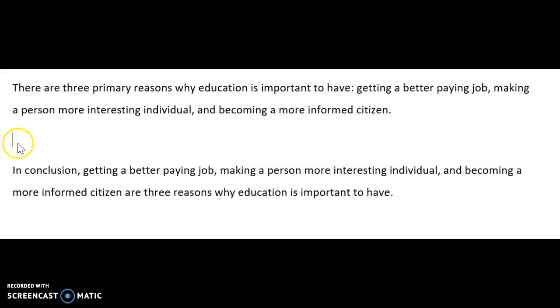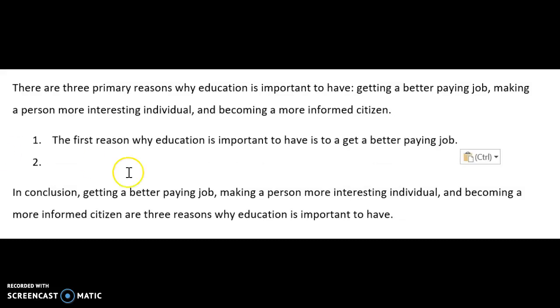But we're going to take it a step further than the word, and we're going to go after a transitional phrase. So instead of having like first, we're going to go with the first. So the first reason why education is important to have is to get a better paying job. Now in this sentence, I have my transition word, the first, and then I'm referring back to my thesis statement, reason why education is important, and then what is my direction for this particular paragraph.